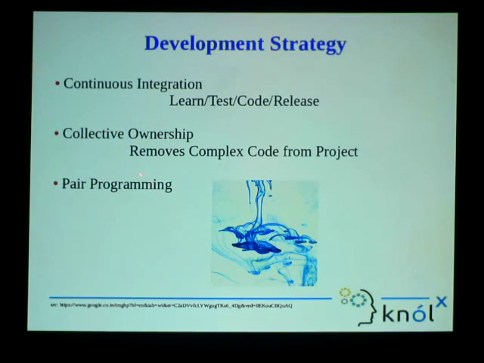And the last part is pair programming. It should be like dropping a drop of color in water. It should spread as quickly as possible. It should not be slow. That's why the image is there for this. So try to do pair programming as much as possible, because it helps in understanding, it helps in knowledge sharing, and it also helps in making the code and the product much better.